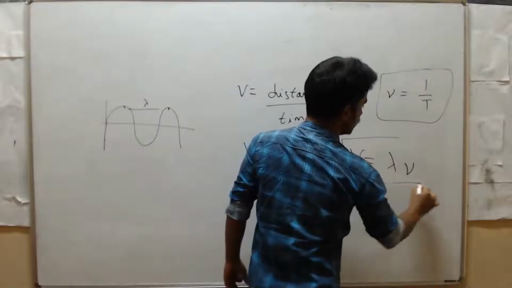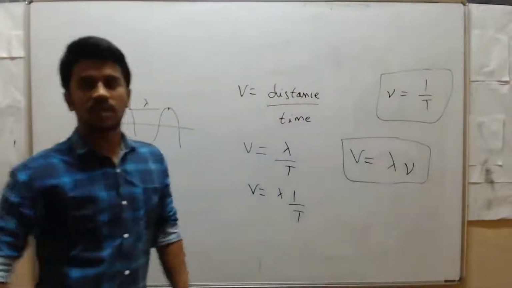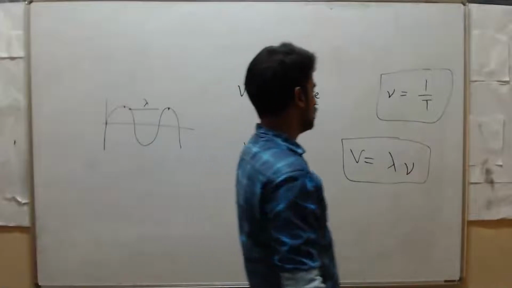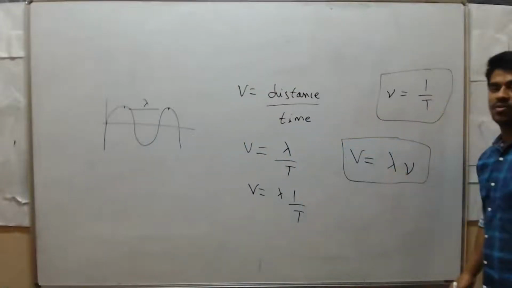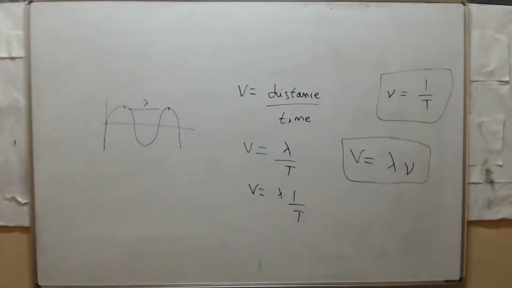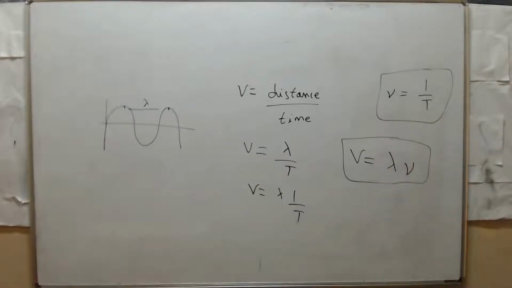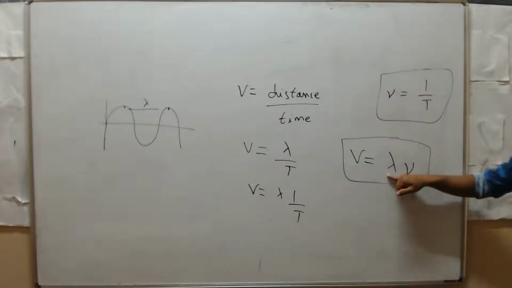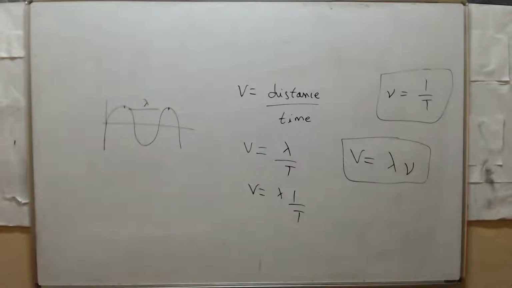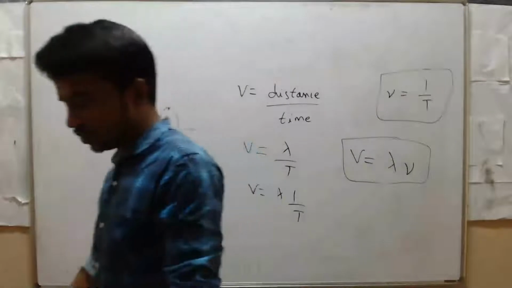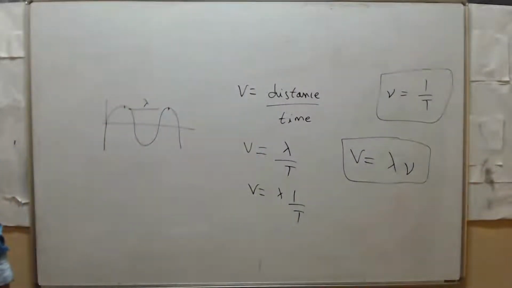To calculate the speed of sound, when you multiply the wavelength and frequency of that wave, you will get the speed of sound. So if you want to calculate the speed of sound, first you multiply wavelength and frequency. This formula we use to calculate the speed of sound. Now we will discuss one small problem. Let's do this one.